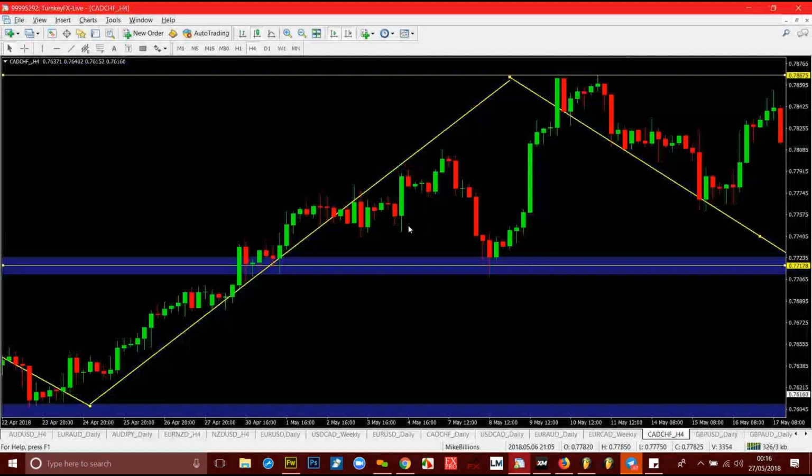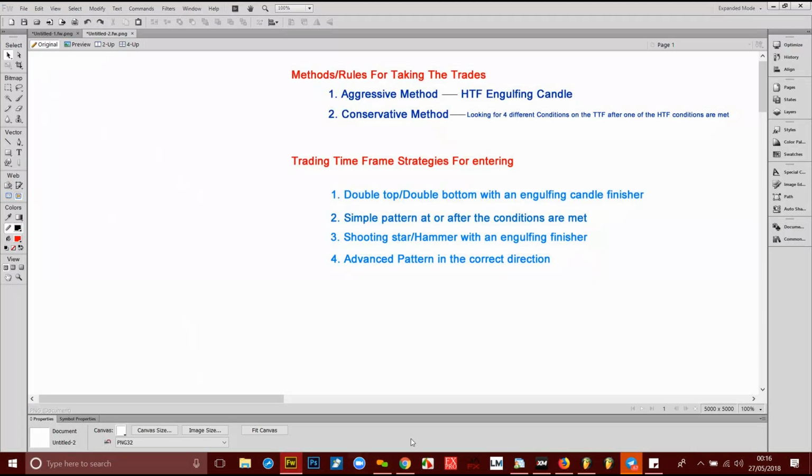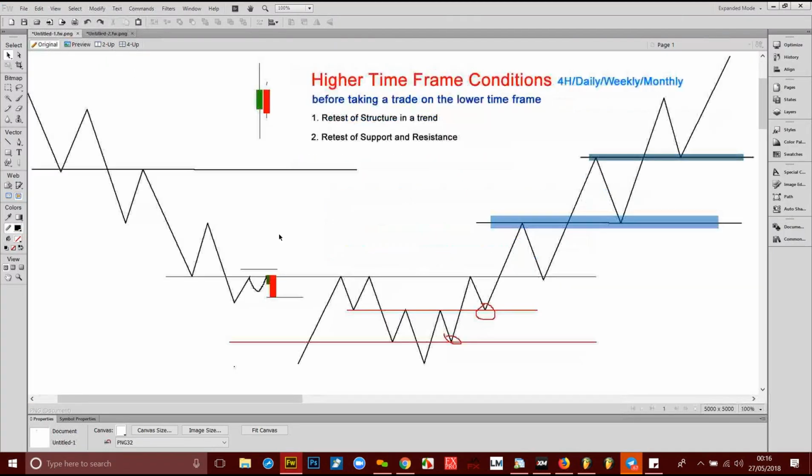A simple pattern would be maybe like a flag. Let me draw that out. Let me use a flag. I should have even explained it on this guy first of all. Okay, so this is what I'm looking for. If it breaks down, let me delete this.